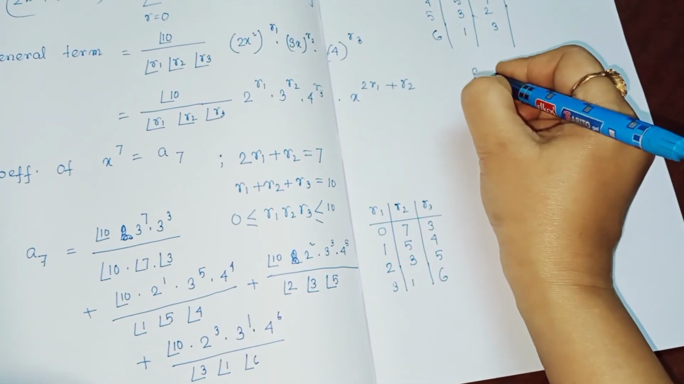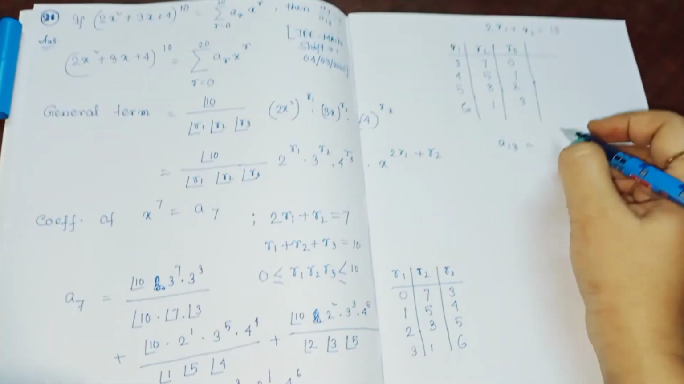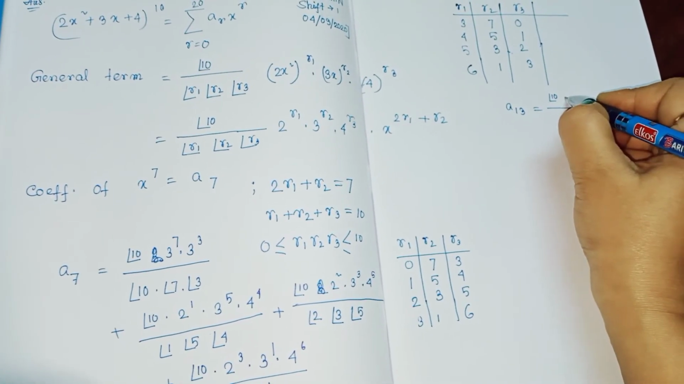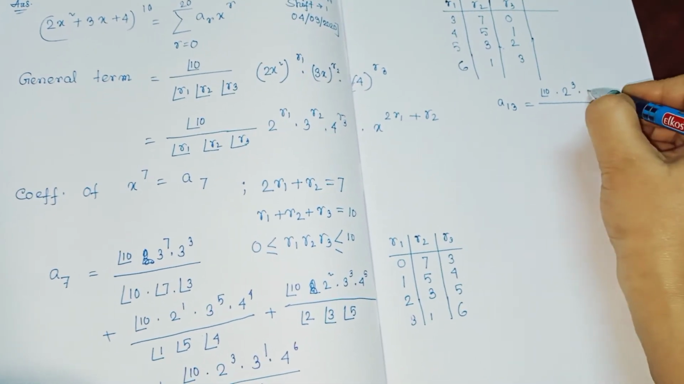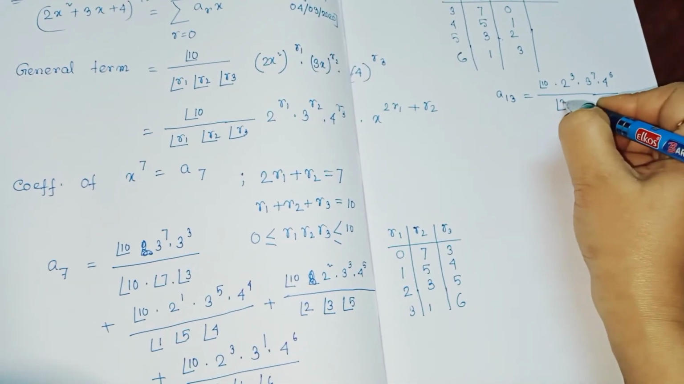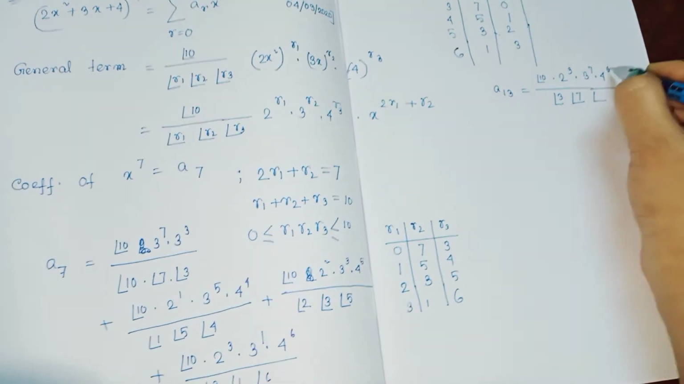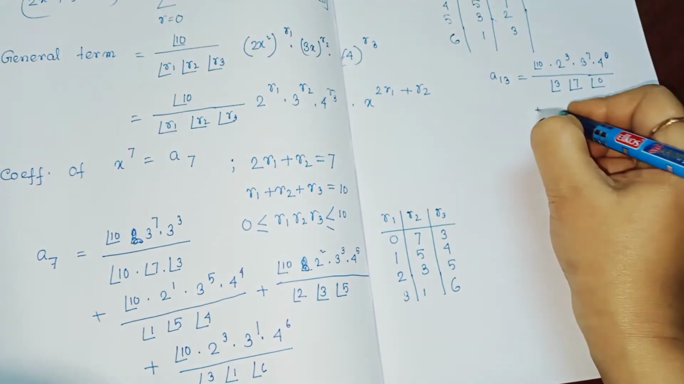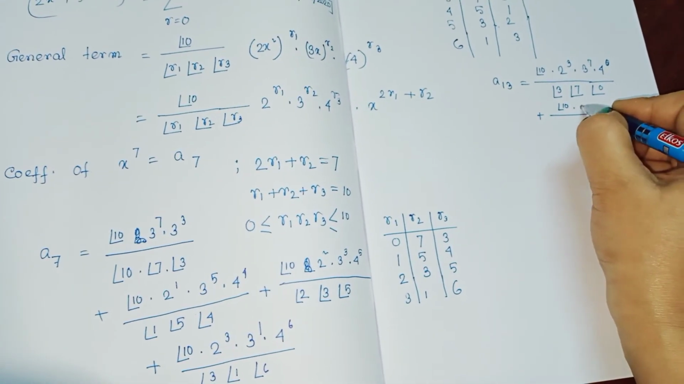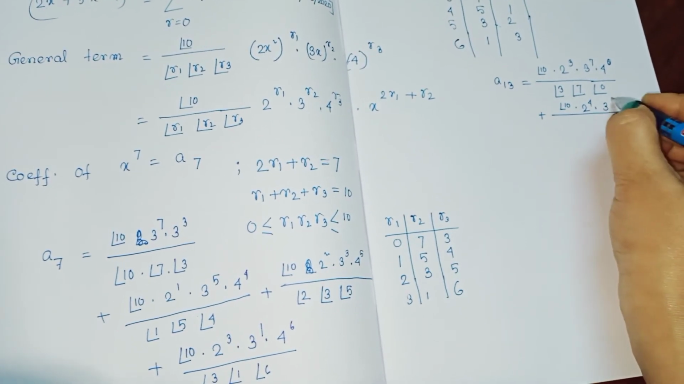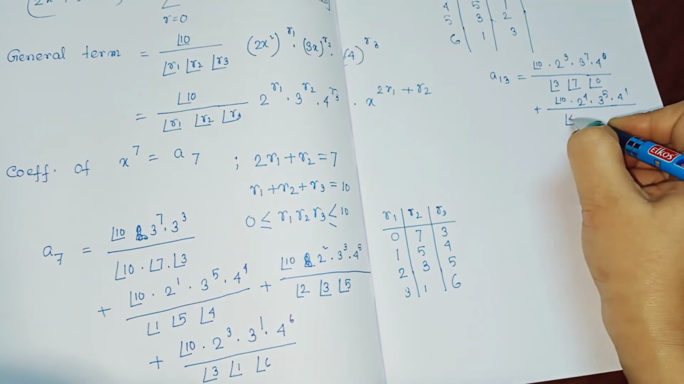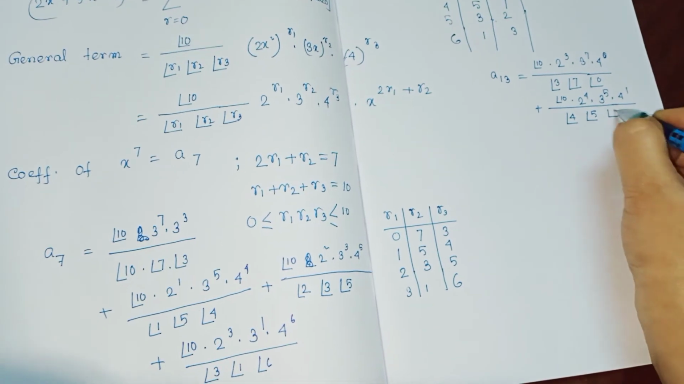So now the general term a_13 is equal to what? a_13 is equal to 10 factorial into 2³ into 3^7 into 4^0 divided by 3 factorial, 7 factorial and 0 factorial. Then plus 10 factorial into 2^4 into 3^5 into 4^1, divided by 4 factorial, 5 factorial, 1 factorial.